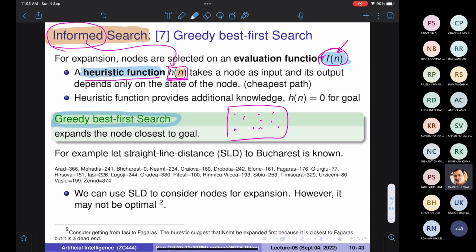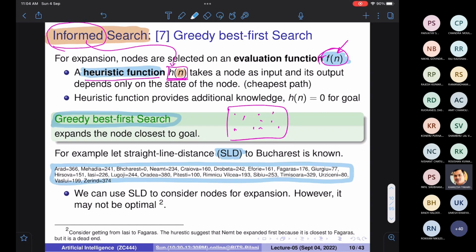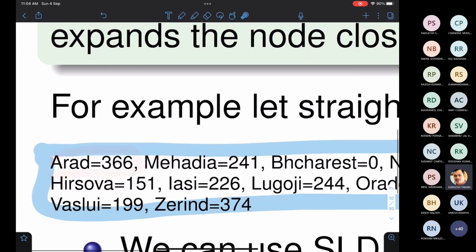And here is this information. Somebody has given me a straight line distance to Bucharest, and this is actually the information that is given to me. Okay, so here you see that Arad is 366. So if you are in Arad, you are 366 kilometers away from Bucharest.